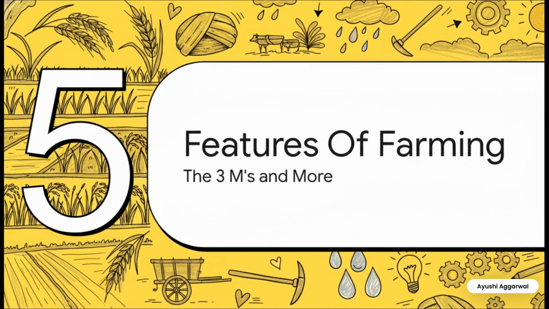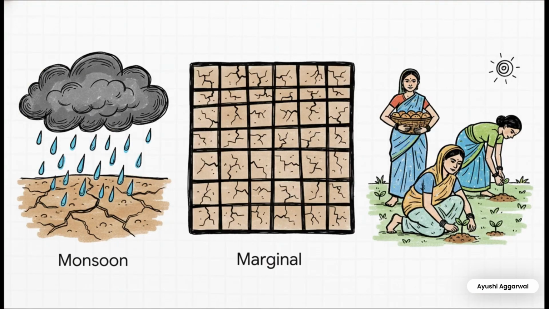Okay, Section 5, Features of Indian Farming. We'll call this the 3 M's and more. We're going to organize these subjective features into super easy, memorable points that you can instantly recall, even when you're stressed out in the exam hall. First off, Indian agriculture is predominantly subsistence agriculture. That just means farmers are largely growing food simply to feed their own families.